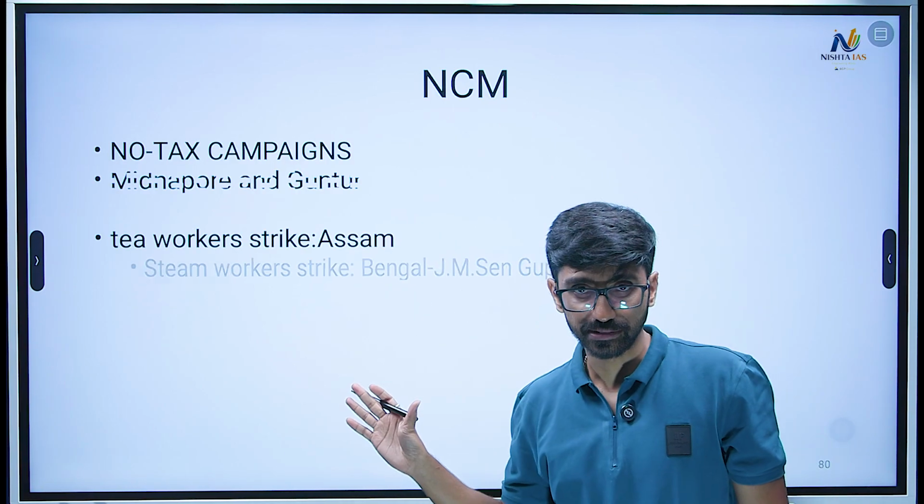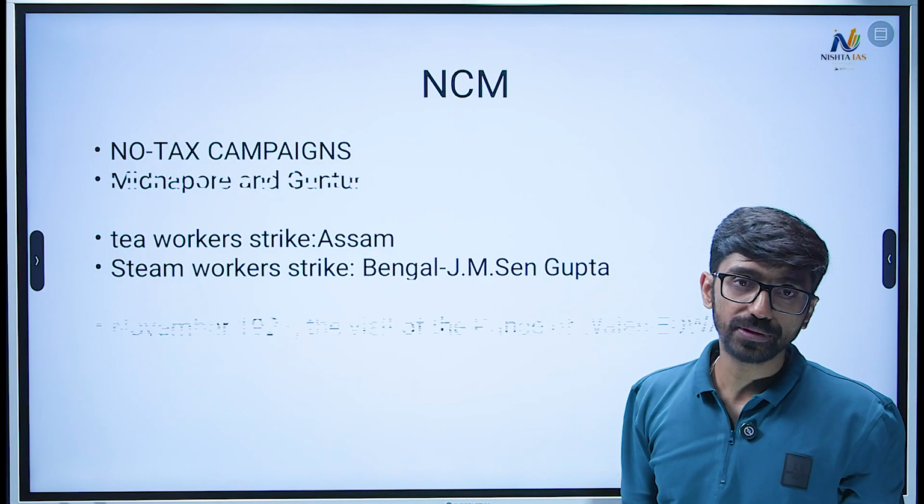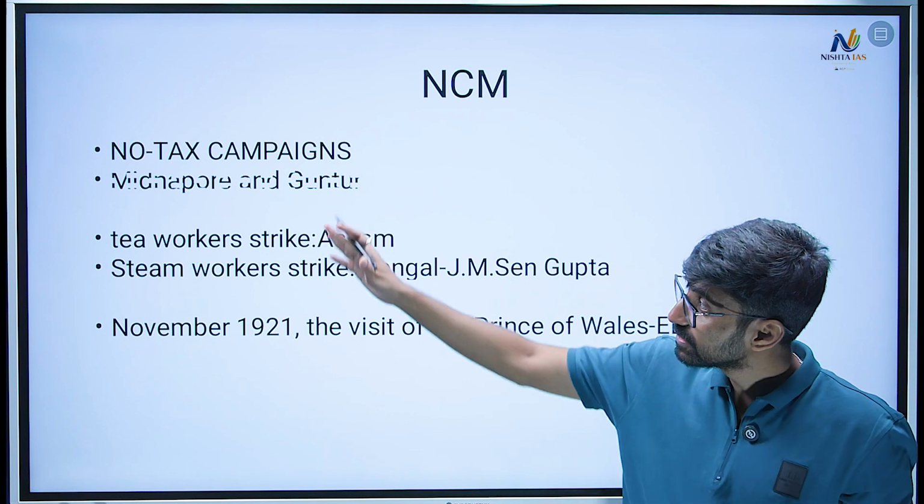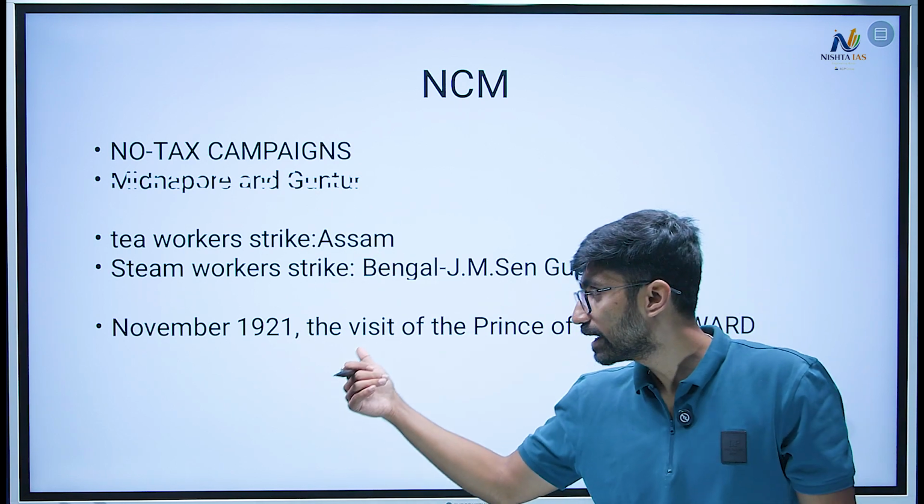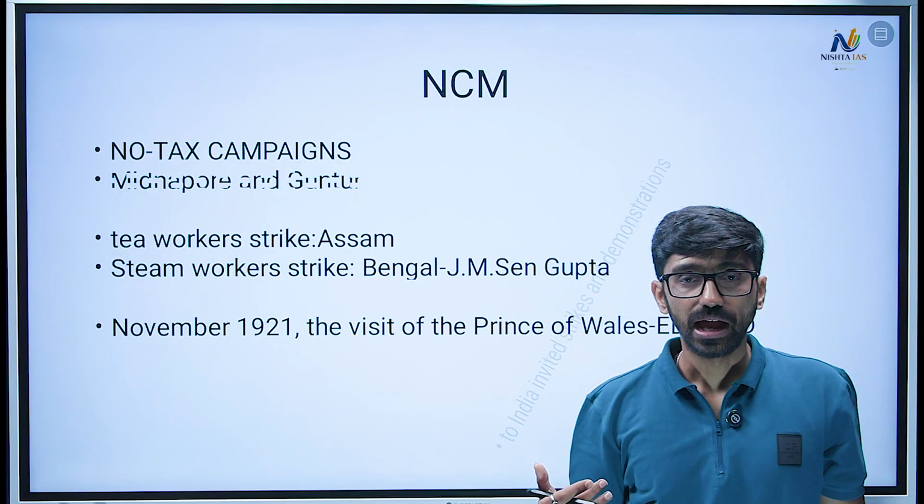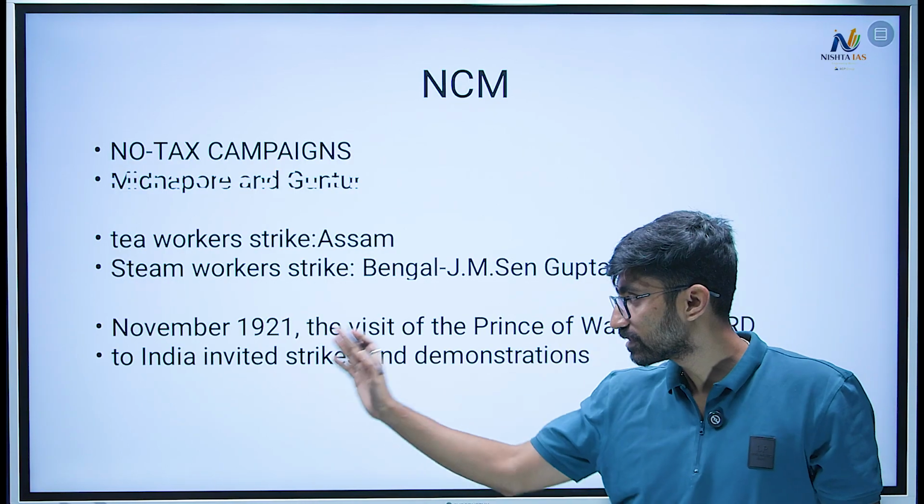Then there was a tea workers strike in Assam. Then again a steam workers strike in Bengal, led by J.M. Sengupta. Now all the people that started participating, workers, peasants, we can talk about the peasants not paying taxes. In November 1921, the Prince of Wales, Edward, visited India, and he was expecting a grand reception, a grand welcome. Nobody went to meet him, and there was a strike against his visit.